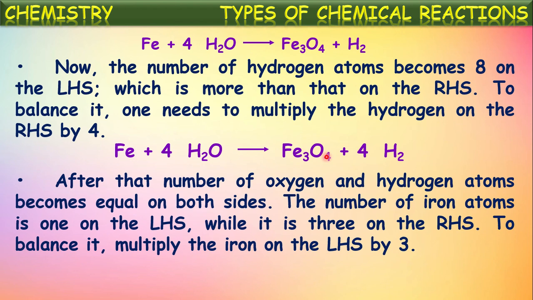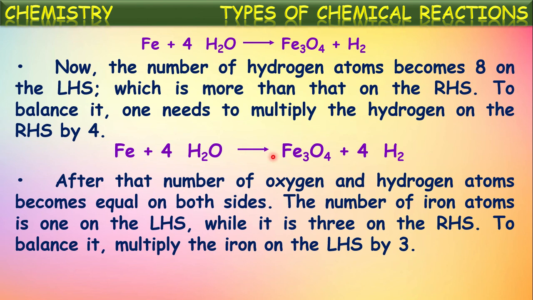Still, iron is left. After that, the number of oxygen and hydrogen atoms became equal on both the sides. The number of iron atoms is 1 on the left hand side, while it is 3 on the right hand side. So still only iron is not balanced, because here there is only one iron atom on the left hand side. On the right hand side there are 3 iron atoms.